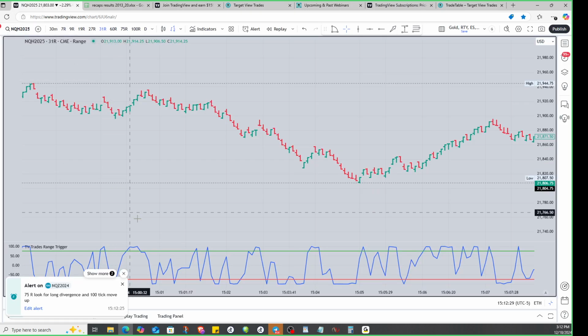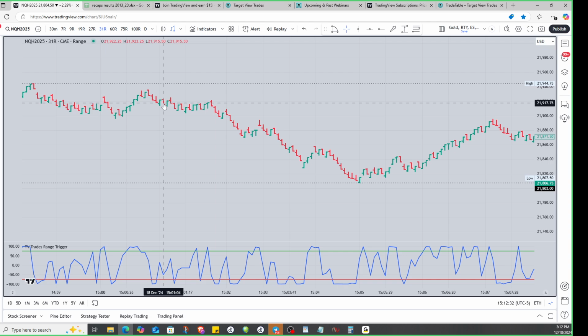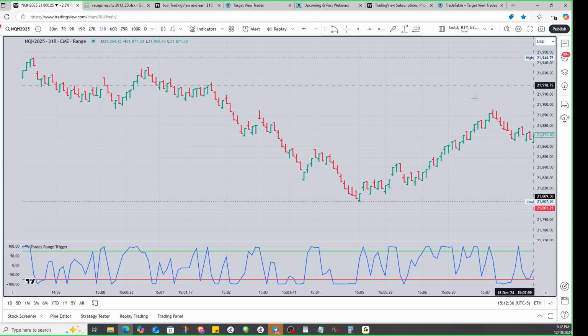I said all that to say this. This is a 31 range NQ chart. I'm just using a 31 range here because that's what I use in the morning when I trade. You can make it whatever you want it to be: a 100 range, a 200 range, a 50 range, a 15 range. It all works the same. So we have our range trigger down here, and the title of this was getting in a bar early.